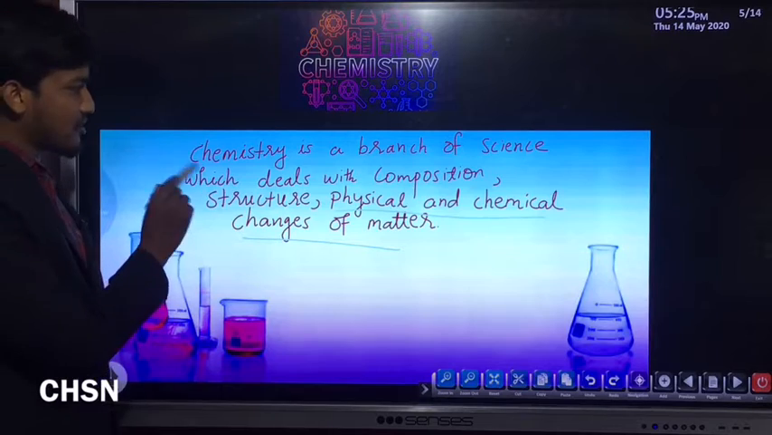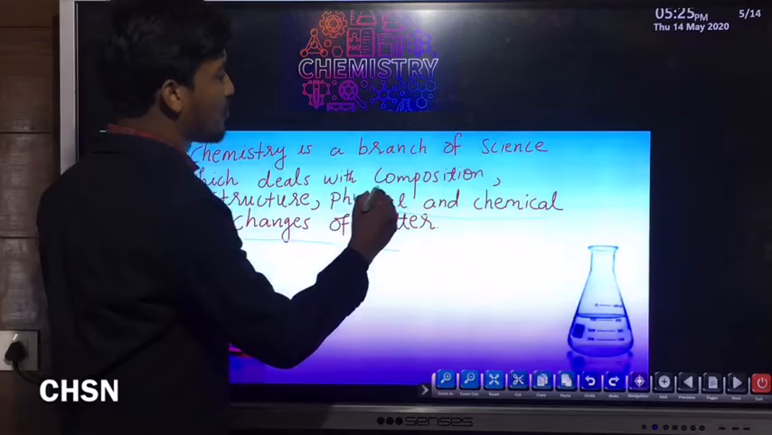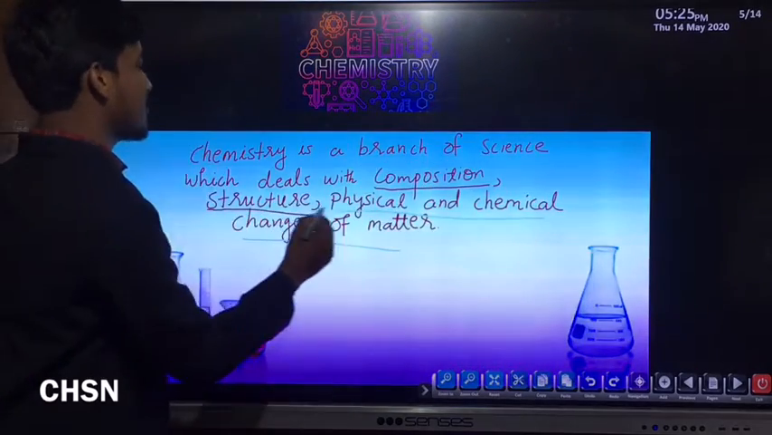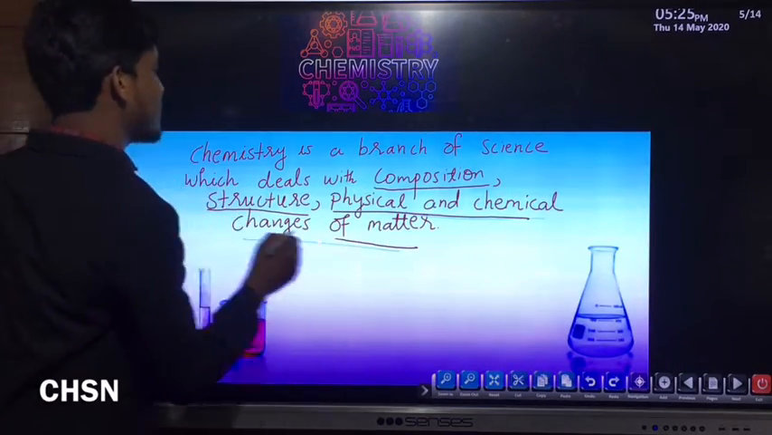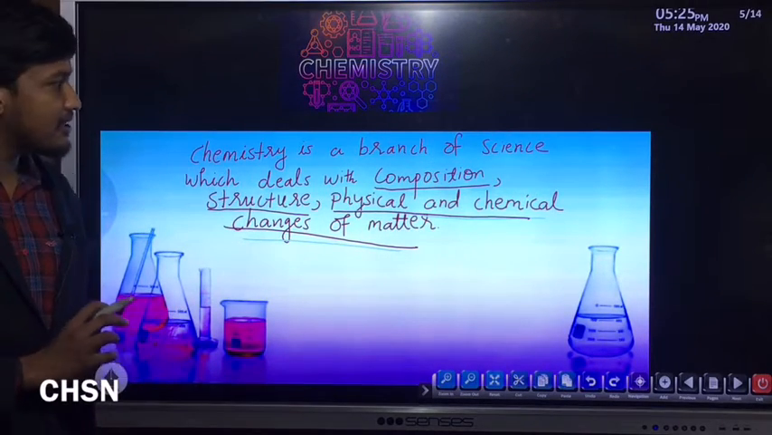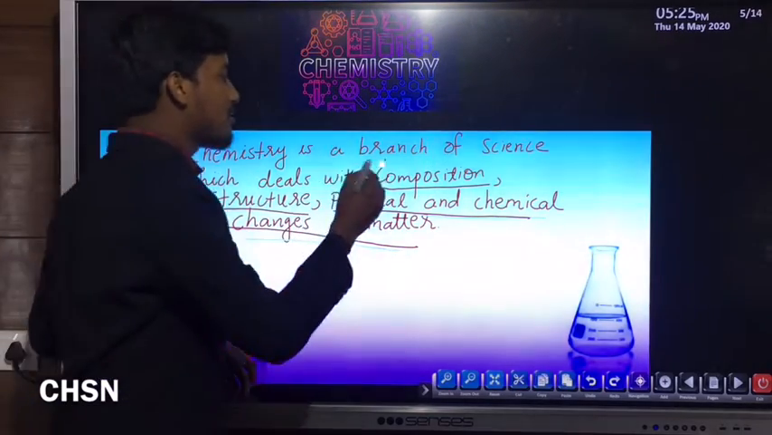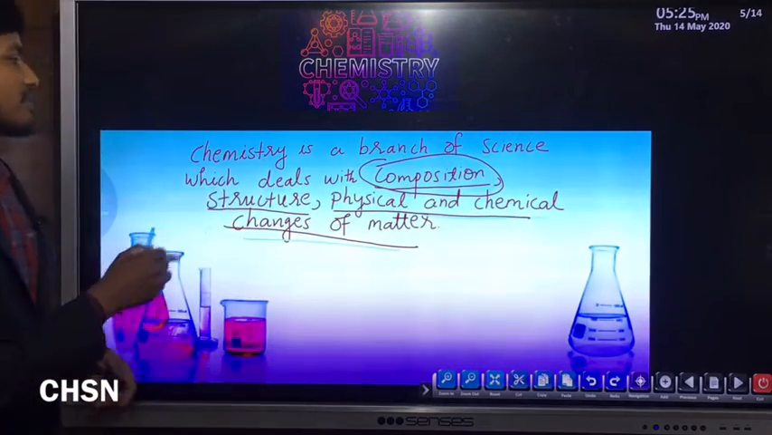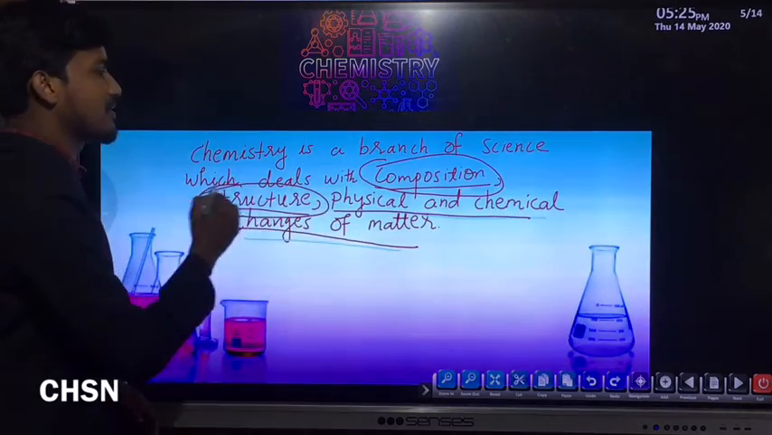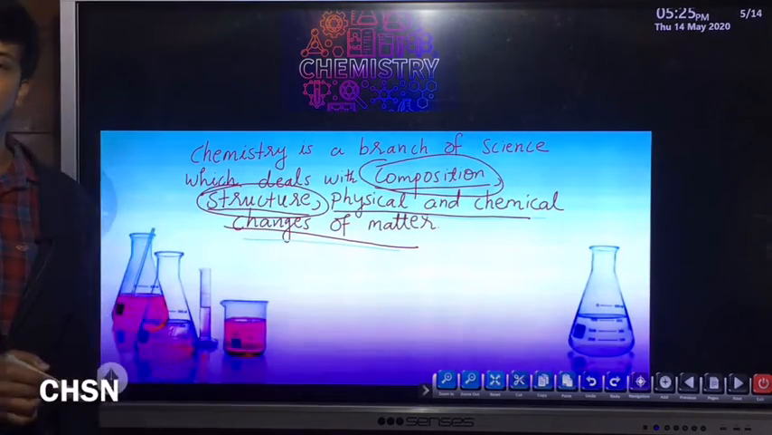We have the definition of chemistry. Chemistry is a branch of science which deals with composition, structure, physical and chemical changes of matter. So chemistry is the study of matter, and in chemistry we will study about composition of matter, then structure of matter, physical changes of matter, and chemical changes of matter.